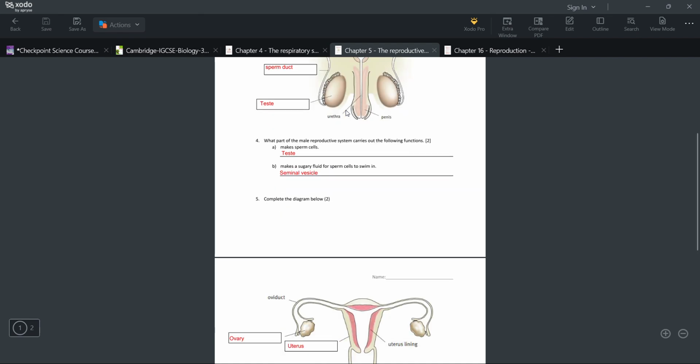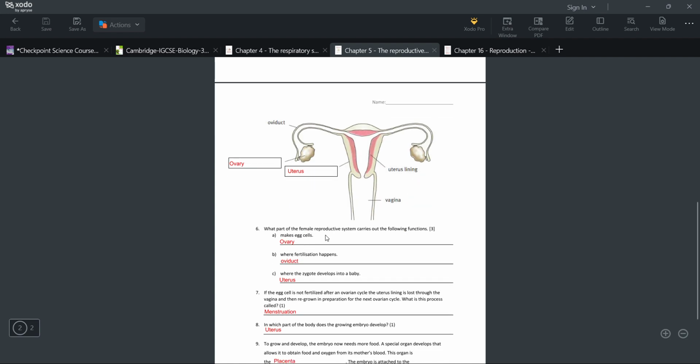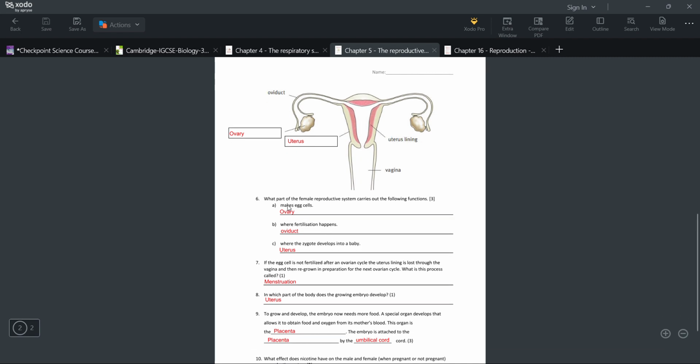Okay. Complete the diagram of the female reproductive system. We've got our ovary and we've got our uterus over here. What part of the female reproductive system carries out the following functions? We've got what makes the egg cells. It doesn't necessarily make the egg cells, but it stores the egg cells, and that's your ovary. Where does fertilization happen? And that happens in the oviduct, where the zygote develops into a baby. You could say the uterus. I would have also accepted your uterus lining over here.